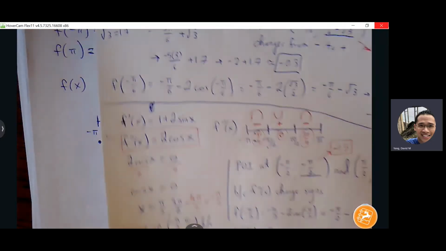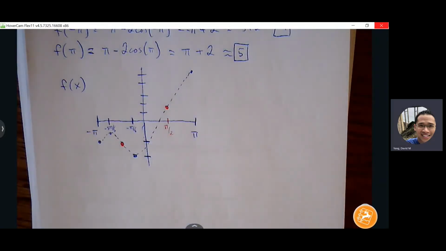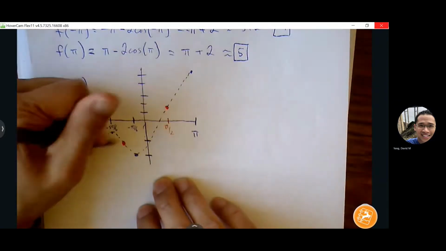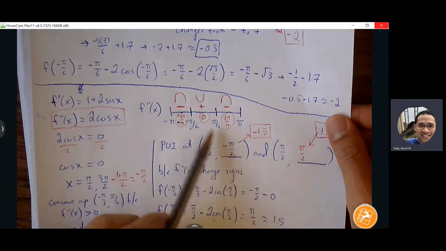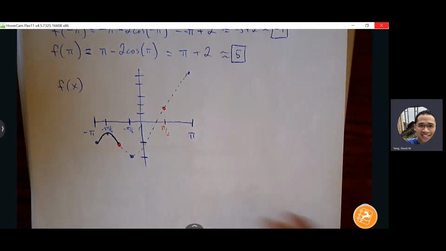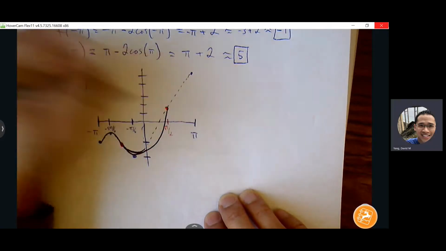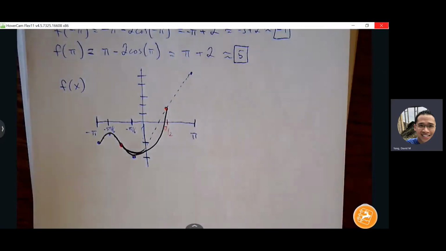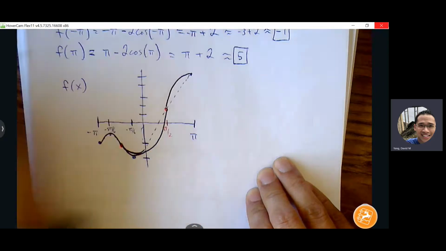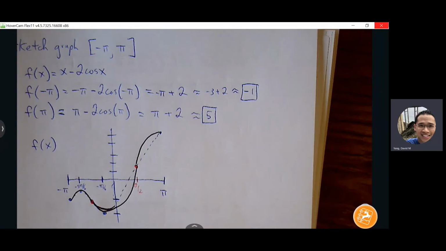Okay, we know our graph is going to start off concave down. Then it'll shift to concave up between negative pi over 2 and pi over 2. And then it'll go back to concave down. Okay, any questions?